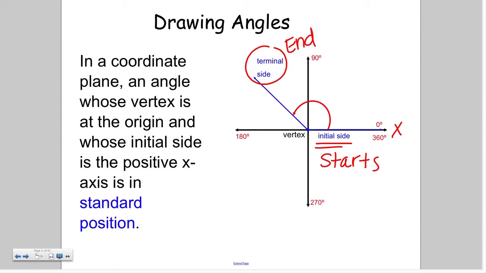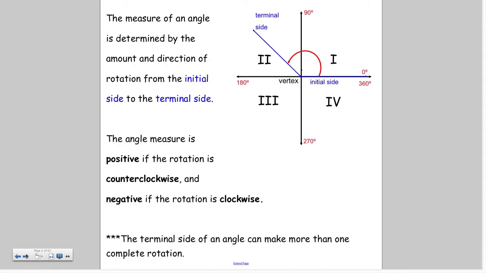For example, that would be an angle between 90 and 180 degrees. Now notice it's positive because it went counterclockwise. Alright? So the measure of an angle is determined by the amount and direction that it moves, from the initial side to the terminal side.